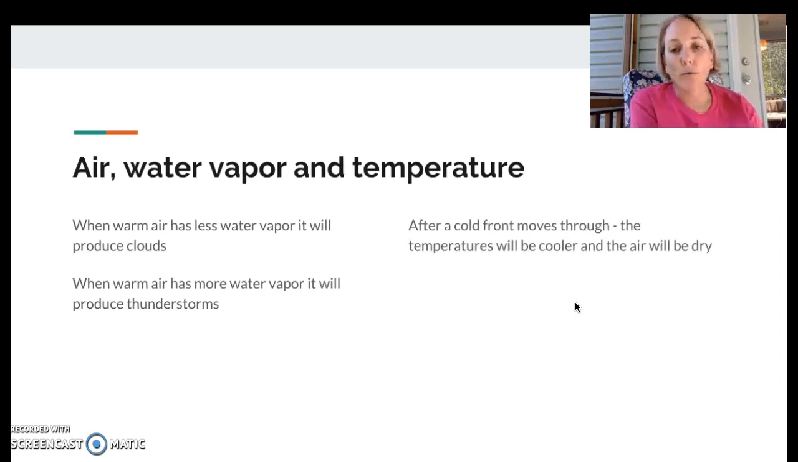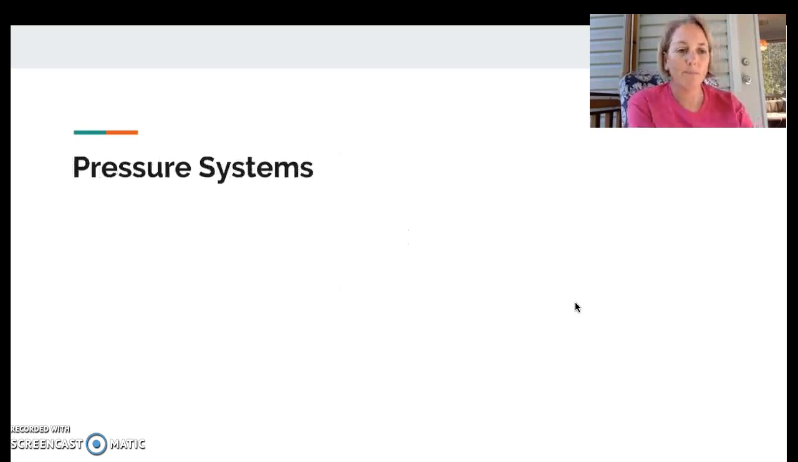After a cold front moves through, the temperatures will be cooler and the air will be dry. So warm fronts, when they move through, could cause precipitation because of the amount of moisture. Cold fronts, when they move through, drop our temperatures and make the air more dry.